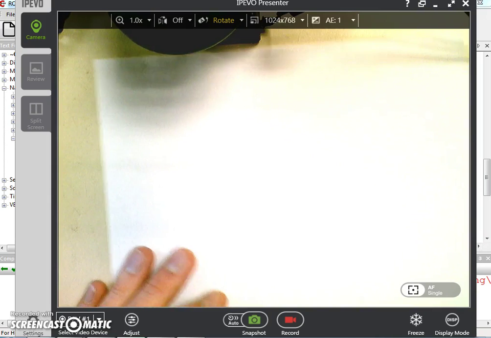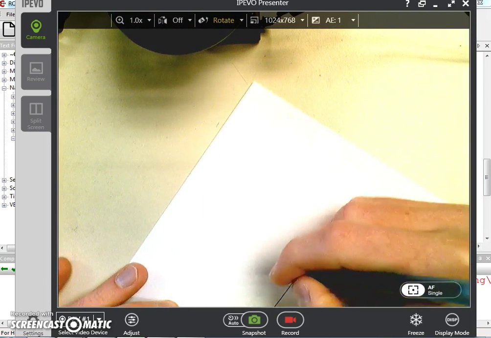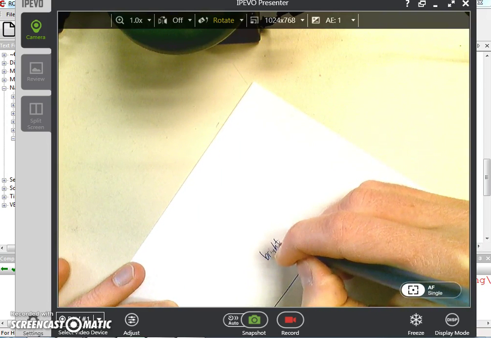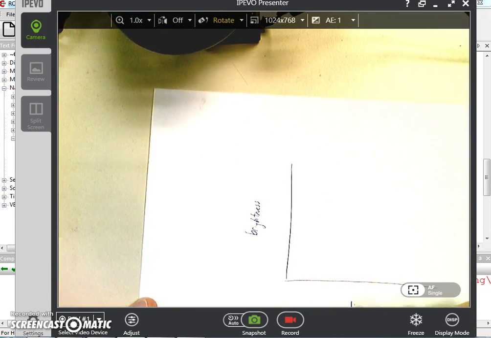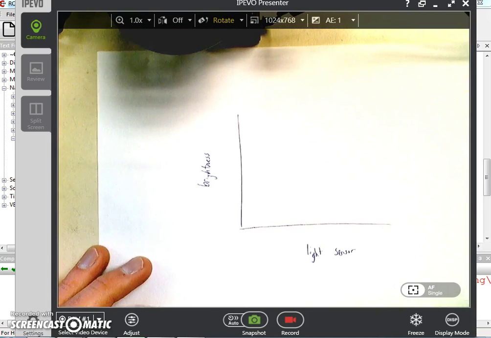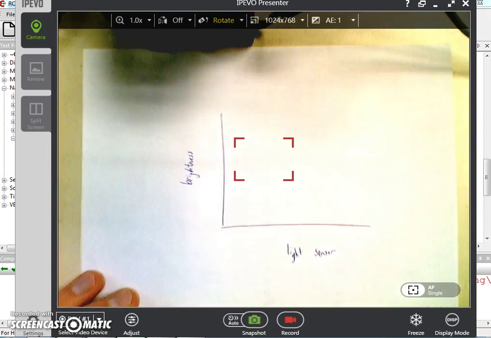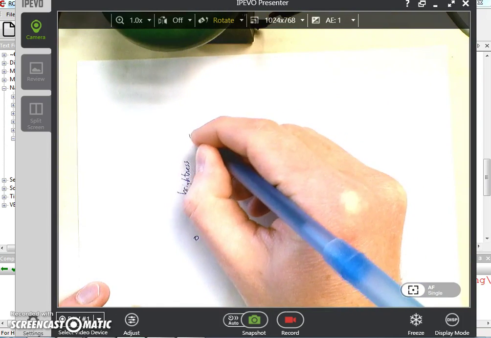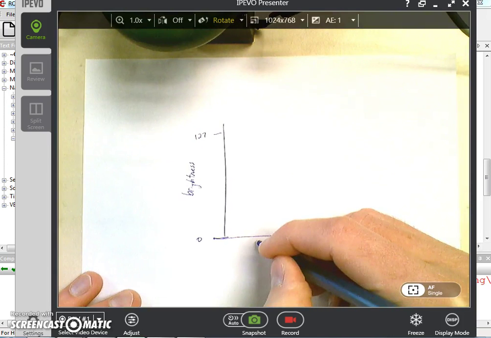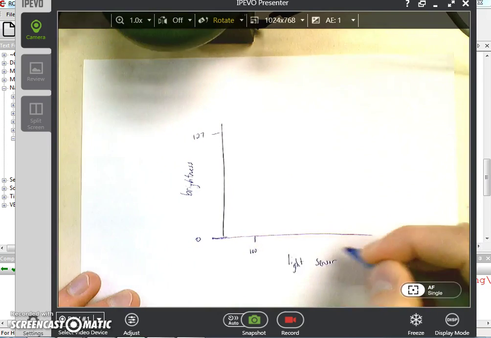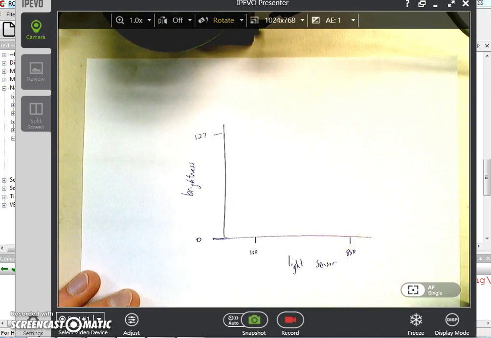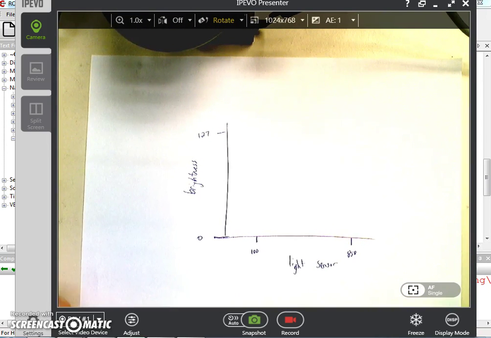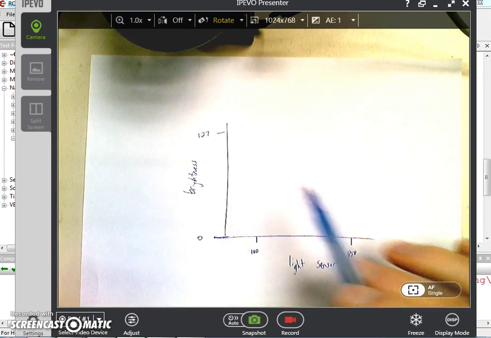So let me kind of explain what that is. If we set up a graph where we look at brightness versus the light sensor value, we can set up axes for each of those, and our brightness ranges from 0 to 127, and our light sensor readings are from around 100 to 850. And we could set up a graph to then determine what that brightness is going to be.